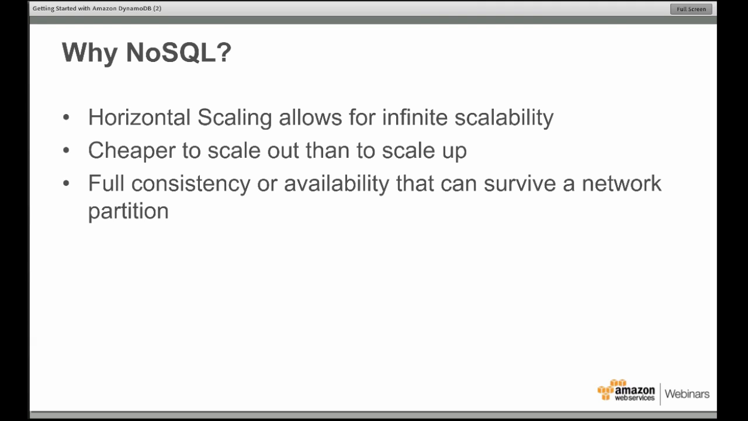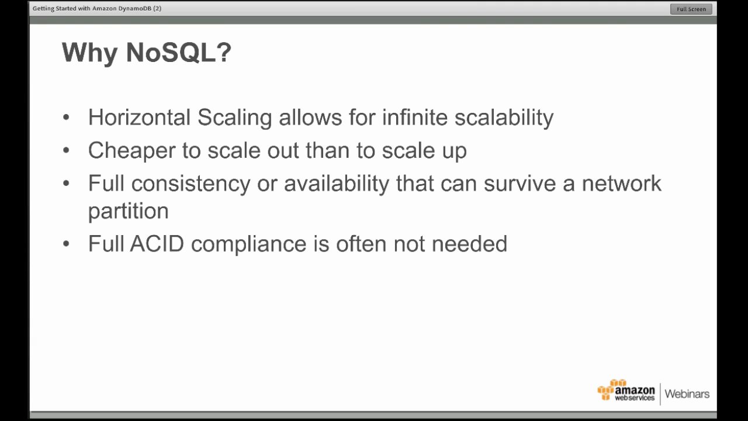You want to basically have a system that scales. You want it to be available most of the time, if not all of the time, and you want basically to avoid some of the single point of failure risk that you would have in a single node system. And then, as we'll see when we walk through some examples with Dynamo, full ACID compliance is often not needed, right?